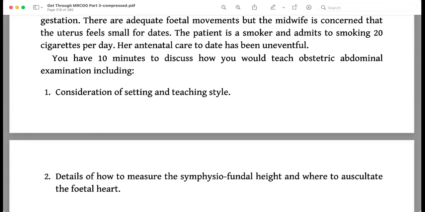Serial scans need to be done, especially from 28 weeks onwards. Every 2 weeks, we will monitor the estimated fetal weight, the fluid, AFI, as well as the Doppler, to see the blood flow, whether there is any high pulsatility index, which is suggestive that maybe there is placental insufficiency.